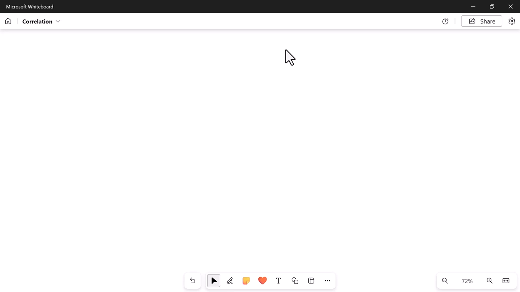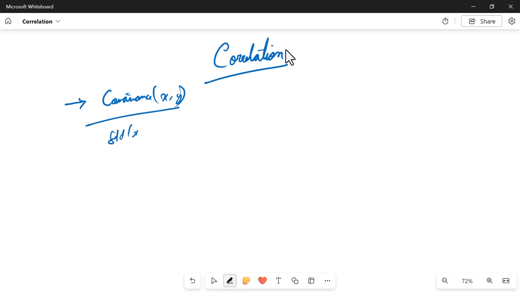So let's start the discussion and write the topic of discussion, that is correlation. The literal formula for correlation is given by the covariance between x and y divided by the standard deviation of x times the standard deviation of y.